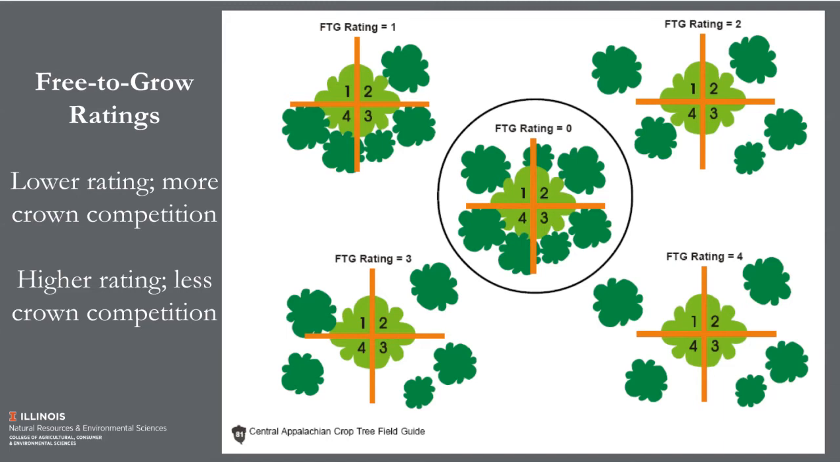So in essence, we don't have to kill or remove any of the trees adjacent to our crop tree if it has a free to grow rating of 4. On the left is just a reminder with free to grow ratings. The lower the free to grow rating, the more crown competition there is, and the more trees that need to be killed in order to release your crop tree. The higher the free to grow rating, the less crown competition your identified crop tree has.